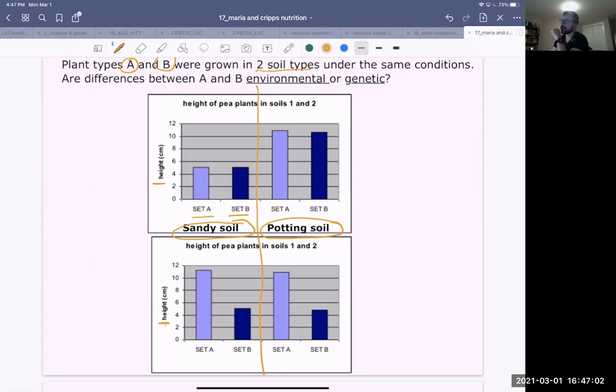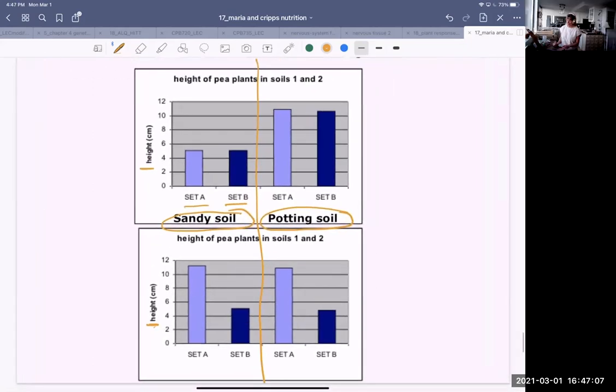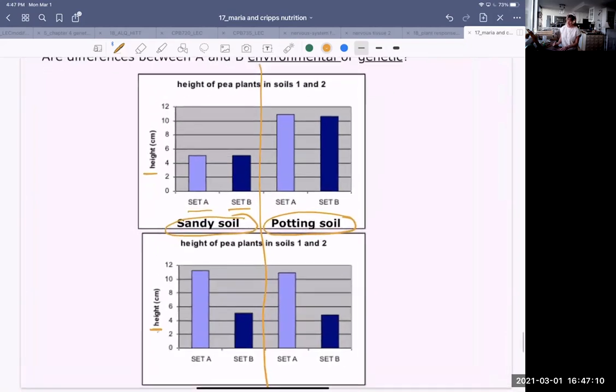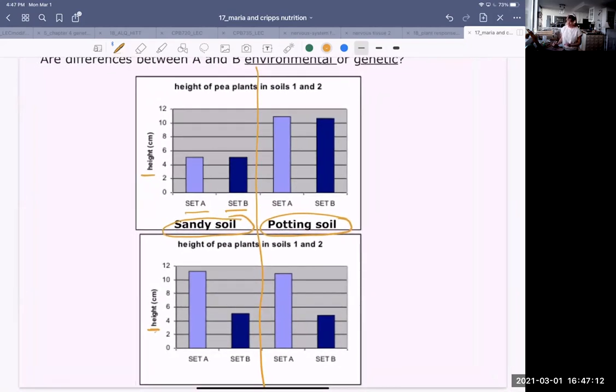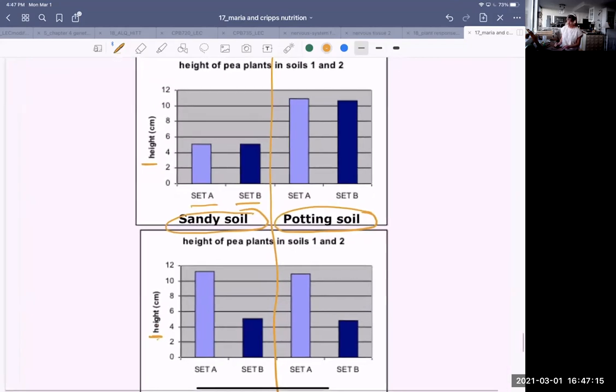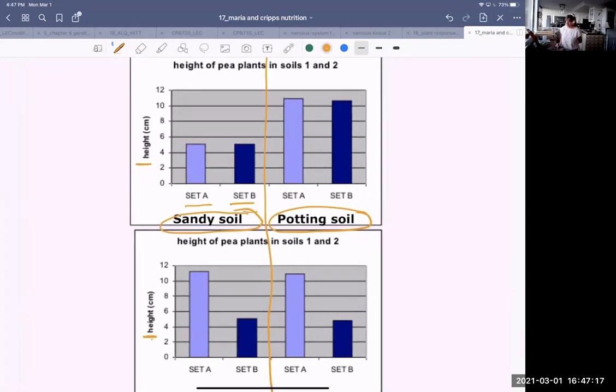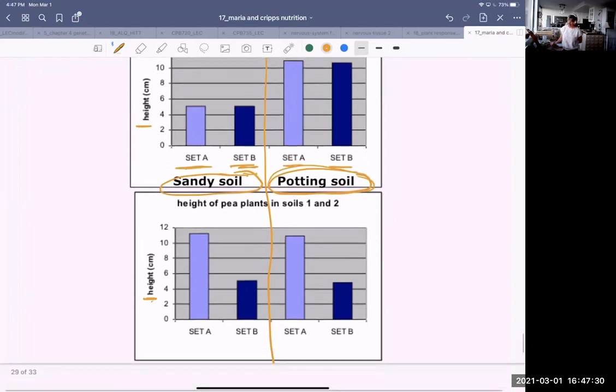What's the second graph? What is it recording? So this is the height of pea plants. Here we've got sandy soil and potting soil, and we've got plant A and plant B growing in this type of soil. In this case, they're both growing in potting soil. So different kinds of soil and two different plants. Here we've got the two different plants growing in sandy soil and the two different plants growing in potting soil.